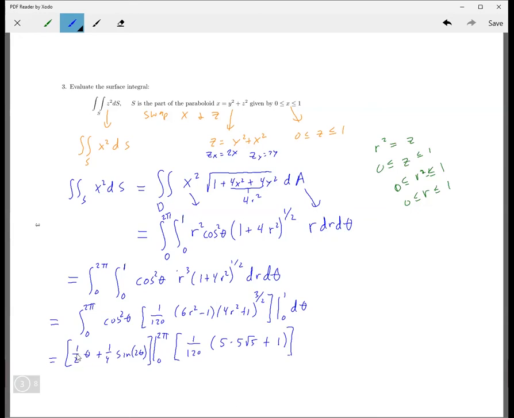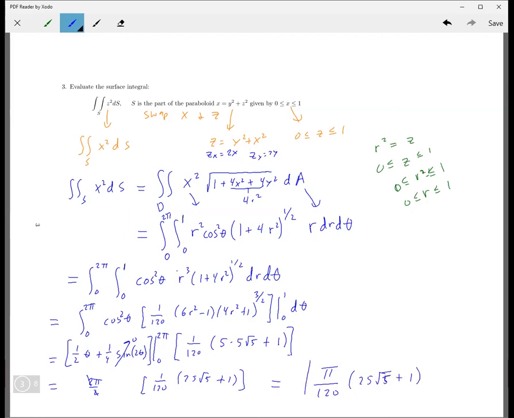Okay, so over here, if you put a 2 pi in here, that's going to give you 2 pi over 2. That's all 0 because putting a 2 pi in there, that's 0. And then the lower limit's also going to be 0. So that's just going to be pi. And this part is 1 over 120. Those are going to cancel. Times 25 root 5 plus 1. Okay, so that's going to be pi over 120 times 25 root 5 plus 1.